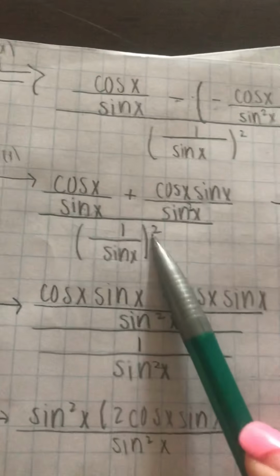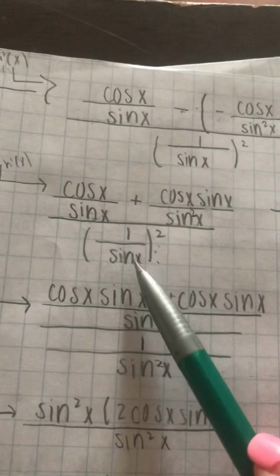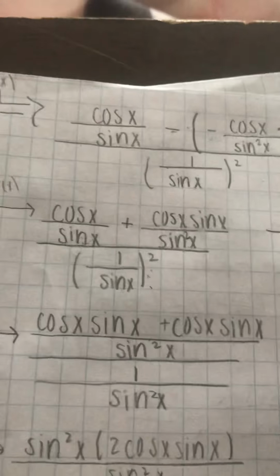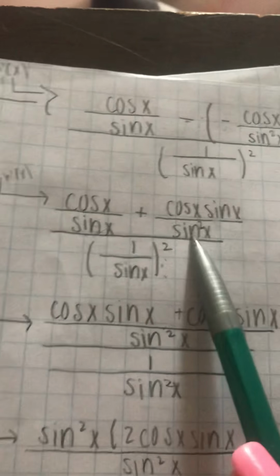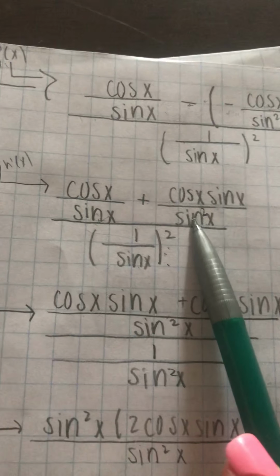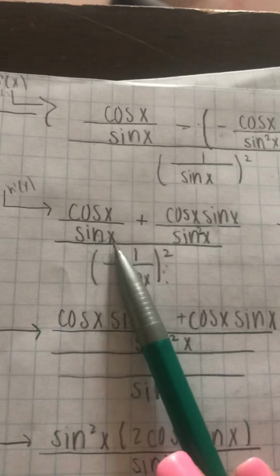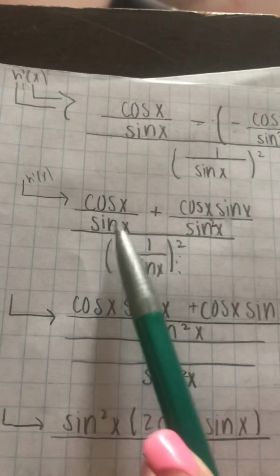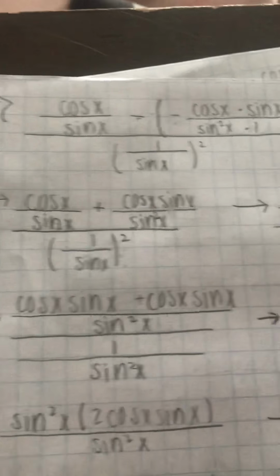I'm going to end up distributing this squared to the sine x. 1 squared is just 1, so it's just going to be the denominator that's squared. But I think that happens in the next step. But here what I want to do now is to create a common denominator so I can add. So I have sine x here and sine squared x here. So if I just multiply this one by sine x over sine x, then they'll have the same denominator and I can just add across.